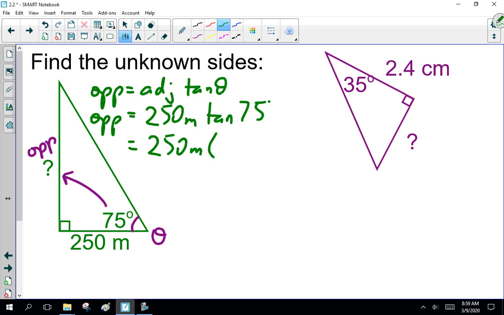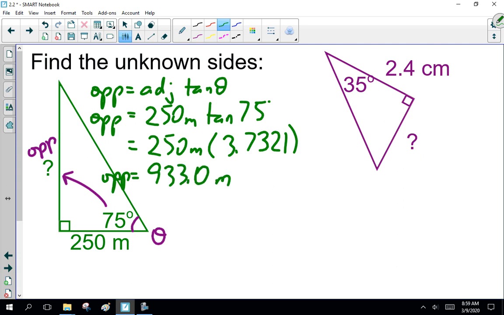250 meters times 3.7321. The opposite side is 933.0 meters. All right. Now, let's pause the recording. You do the purple one, come back and check answers.